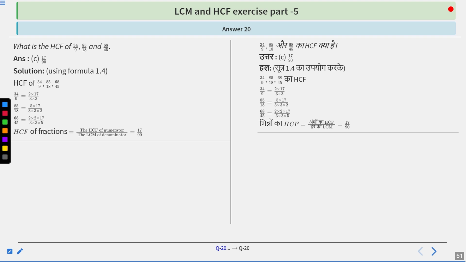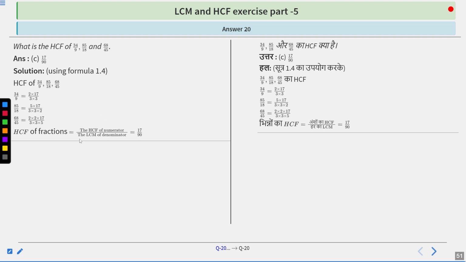Now, according to formula 1.4, if the numbers are fractions, then the HCF is the HCF of the numerators upon the LCM of the denominators. To find the HCF of the numerators, we can see that 2 is present in 34 but not in 85. That means 2 can't be taken into consideration. 5 is only present in the factors of 85 but not in the factors of 34 and 68. But 17 is present in the factors of 34, 85 and 68. That means the HCF of the numerators is 17.